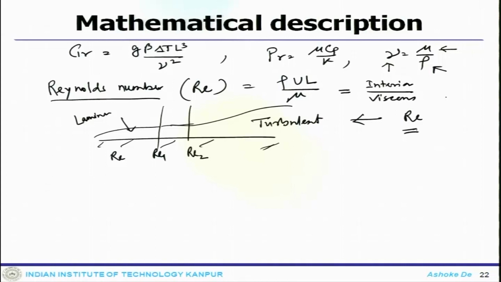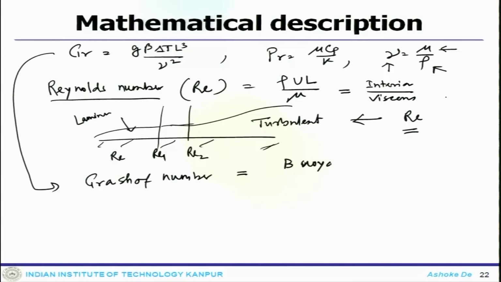Now, the other parameter which comes is the Grashof number. The Grashof number is nothing but the ratio of the buoyant forces to the viscous forces. This appears due to the non-dimensionalization of the temperature equation.